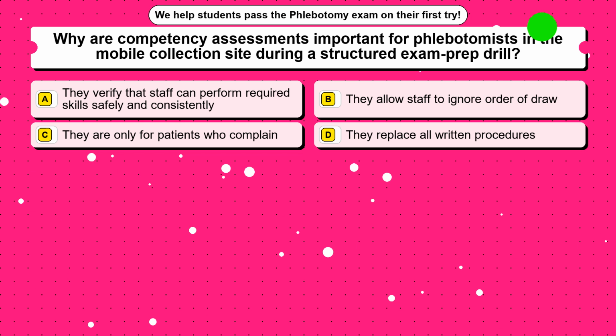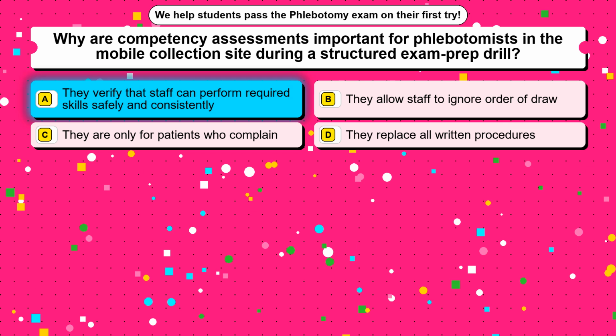Question 78. Why are competency assessments important for phlebotomists in the mobile collection site during a structured exam prep drill? Option A. They verify that staff can perform required skills safely and consistently. Option B. They allow staff to ignore order of draw. Option C. They are only for patients who complain. Option D. They replace all written procedures. The correct answer is option A. They verify that staff can perform required skills safely and consistently.